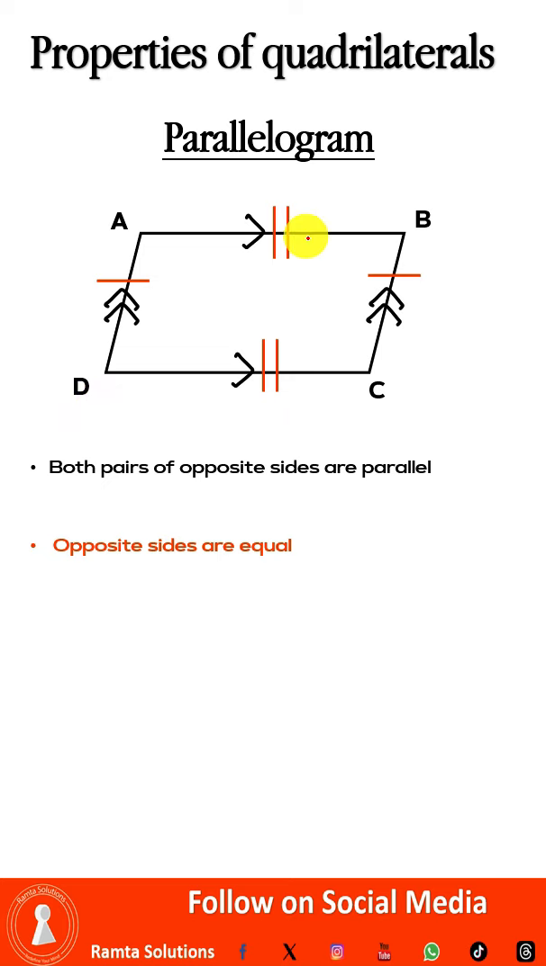Okay. Now, with a rectangle, we said the interior angles are 90 degrees. But for a parallelogram, they are not 90 degrees. However, we will say this: the opposite angles of a parallelogram are equal.